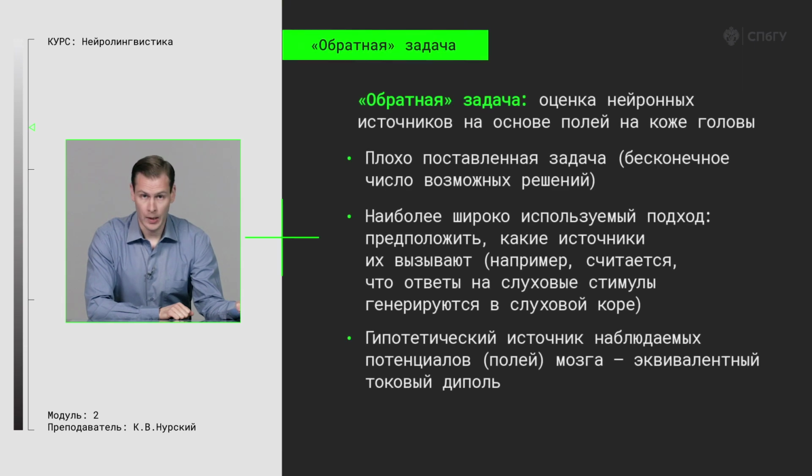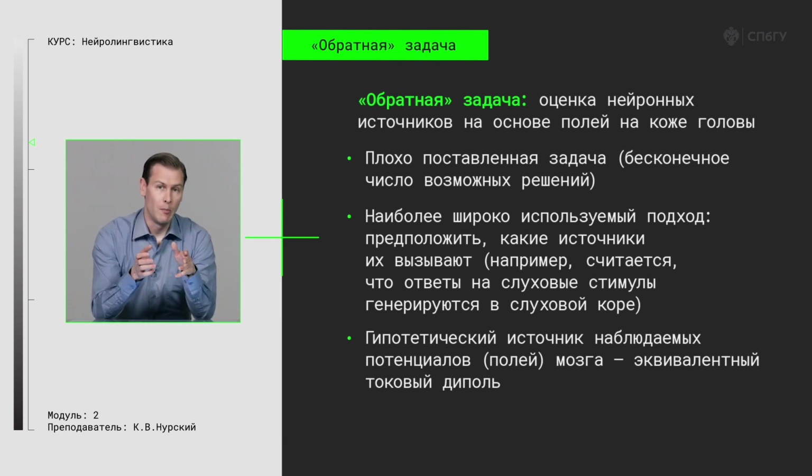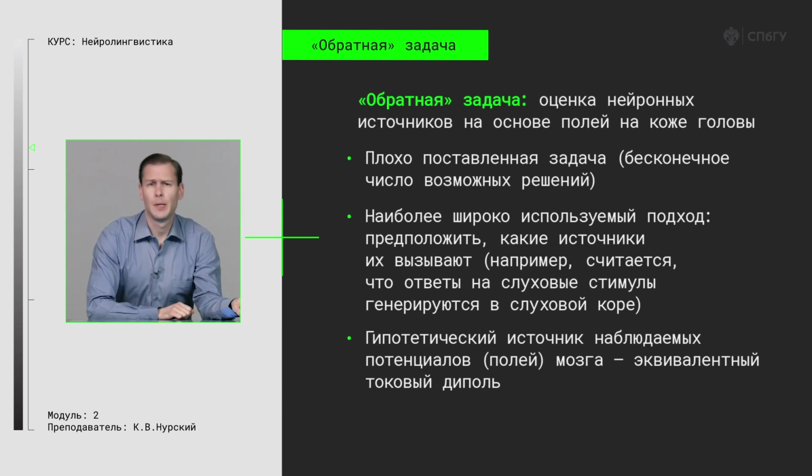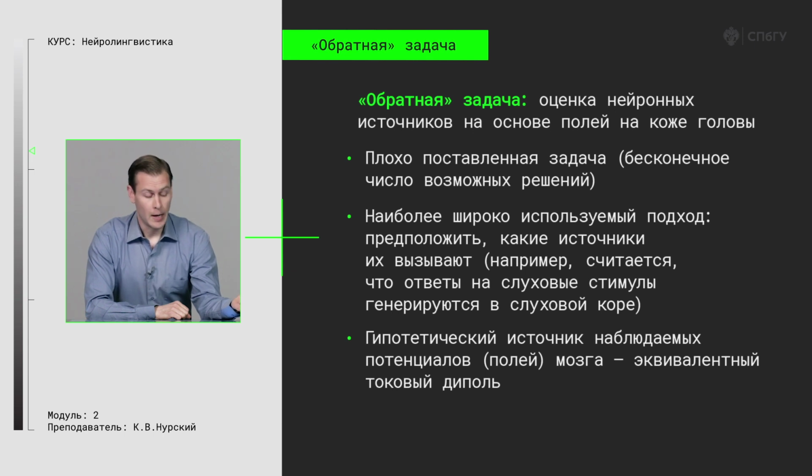The inverse problem, the second problem, is the estimation of what specific neuronal sources in the brain generated the fields that were recorded from the scalp or from the MEG sensors. Unlike the forward problem, which is solvable, the inverse problem is a so-called ill-posed one. It means that it has an unlimited number of solutions. A common approach to this problem is to make assumptions about sources. For example, auditory responses can be fairly safely presumed to originate from anatomically defined auditory cortex. The hypothetical source of the observed potentials or fields in the brain is called an equivalent current dipole.